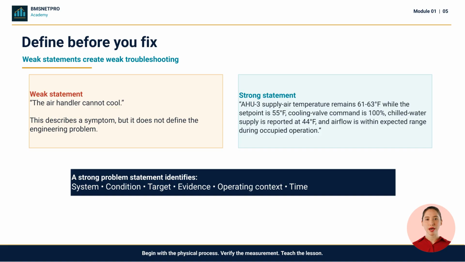Notice the strong example identifies AHU3, the measured supply air temperature, the set point, the valve command, the reported chilled water temperature, airflow, and operating context. That level of definition reduces guessing and keeps the team focused on evidence.